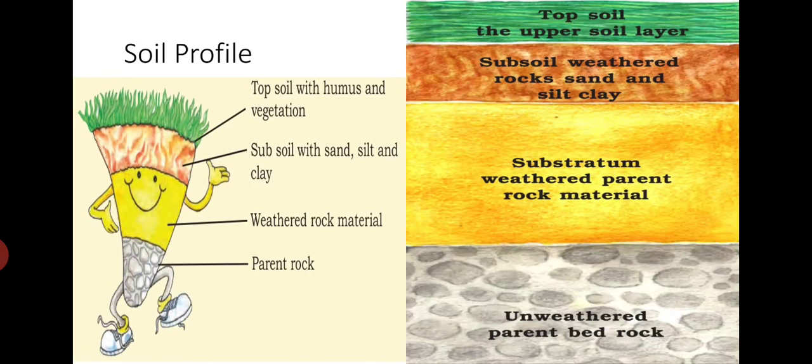Now let us discuss soil profile. If you cut an area and dig the soil, then you are able to see the different layers of the soil. The topmost layer is the upper soil layer, which contains all the minerals and humus which are necessary for agriculture and which make the soil fertile.